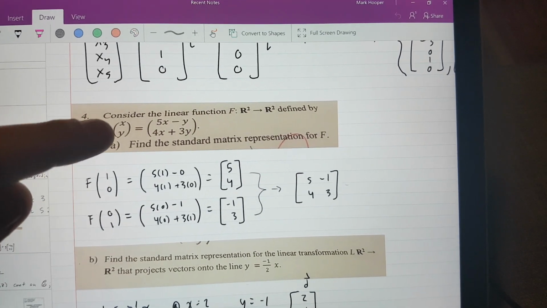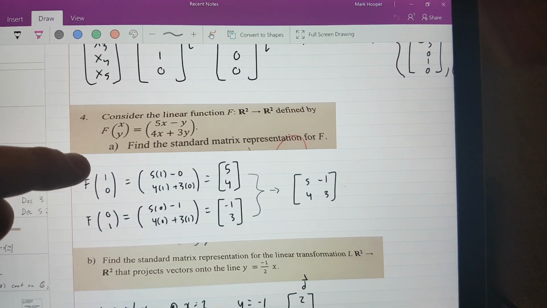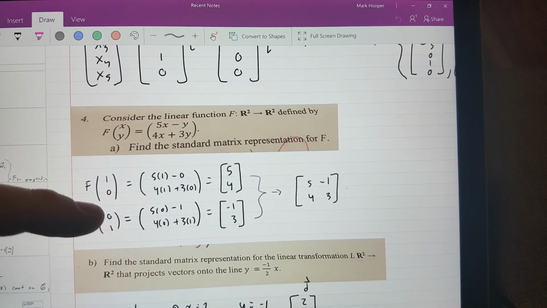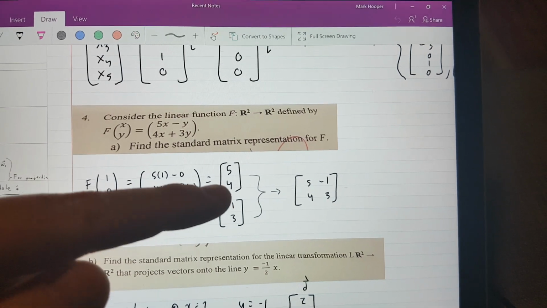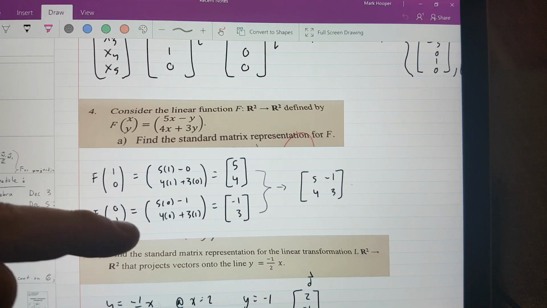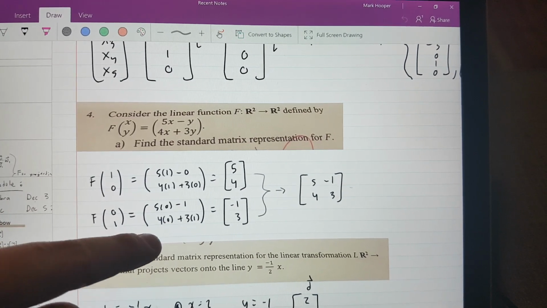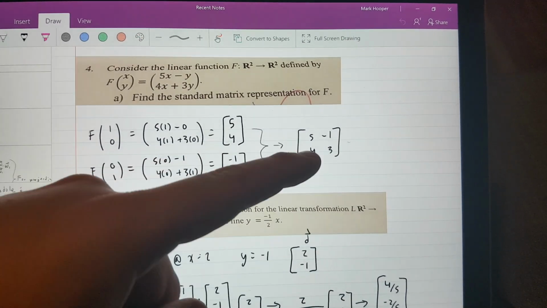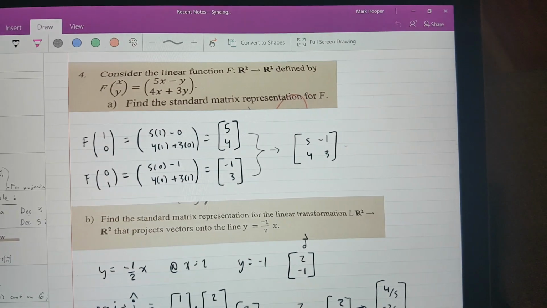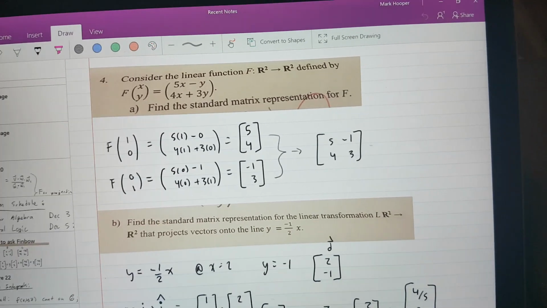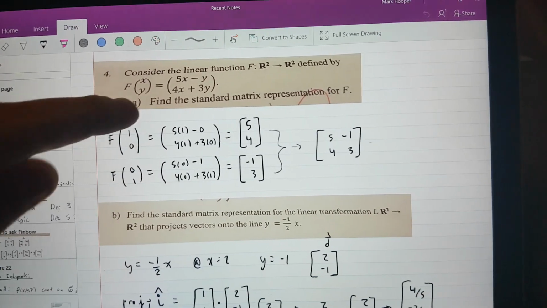So this linear function, we want to find the standard matrix representation for this. So you're going to use the identity matrix to solve this. We're going to take the first column of the identity matrix, plug it into here, solve, get a value, and put the second column in there. So there's i hat and that's j hat. Go ahead and that'll form our matrix.